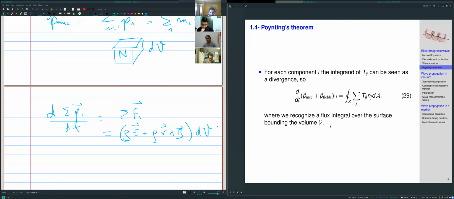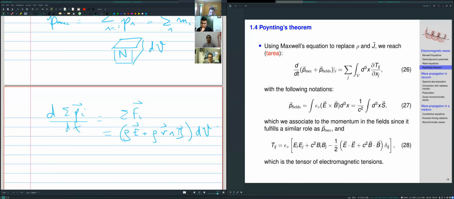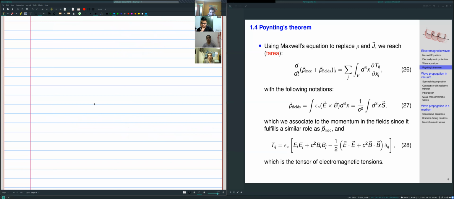Now we can rewrite this last expression, highlighting the divergence in the electromagnetic tensor. Maybe I should write it down on the side.